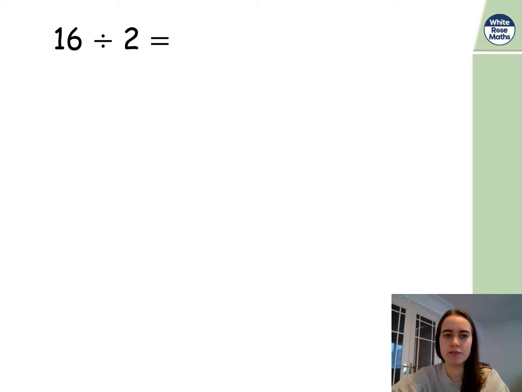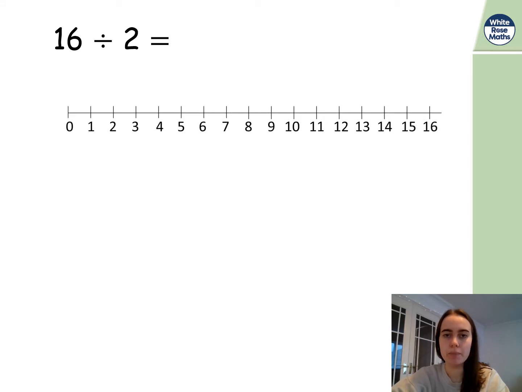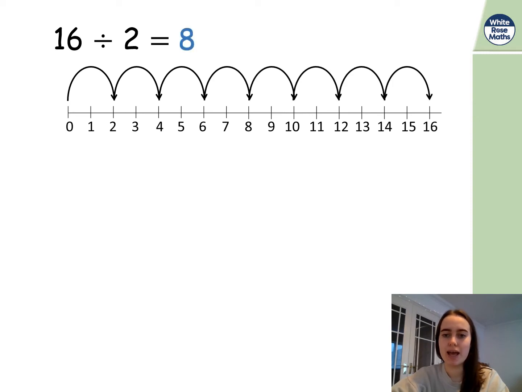So 16 divided by 2. We can use a number line to help us, just like we did last week, and make sure that we count in twos. So the amount of jumps will tell us what 16 divided by 2 is. So that's 1 jump, 2, 3, 4, 5, 6, 7, 8 jumps. It wasn't 8 ones, we counted up in 2, so it's 2, 4, 6, 8, 10, 12, 14, 16, but there were 8 jumps. So 16 divided by 2 equals 8.